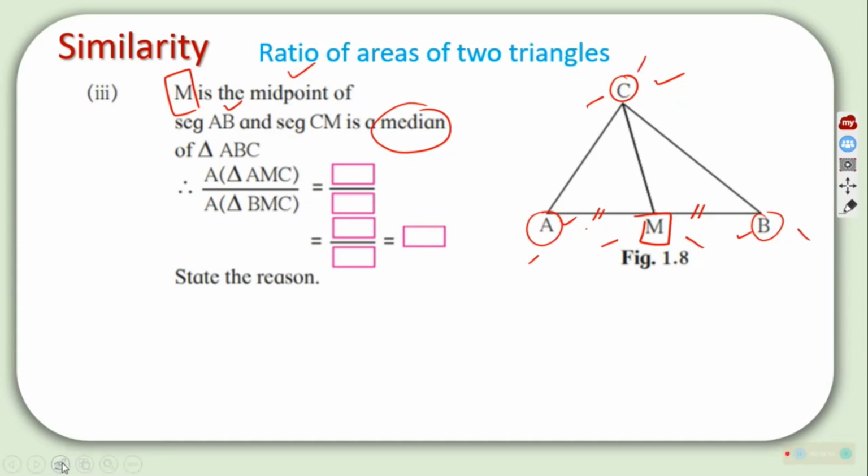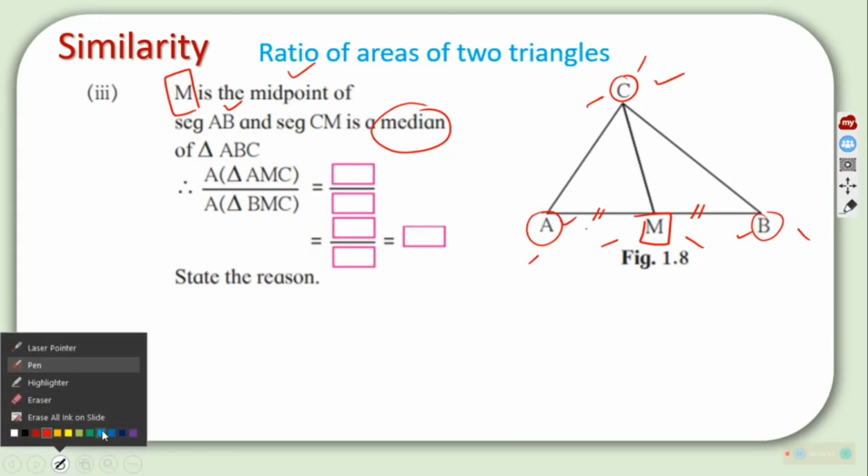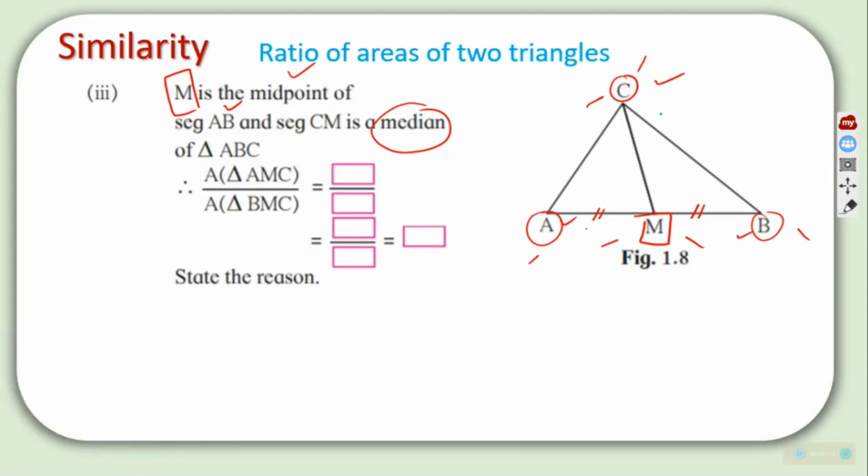Why? Because till now the question was by giving height or base. Now height is not given, but you know that the height is common in this case. If I draw a perpendicular here, this will be the height, but it's not given. Simply trying to make you understand. Height is common in this case. And as far as base is concerned, the first triangle is AMC, this is the base, and BMC, this is the base. And you are asked to compare the ratio.